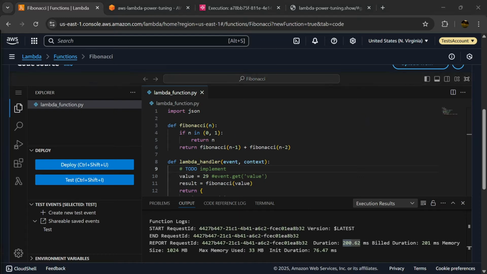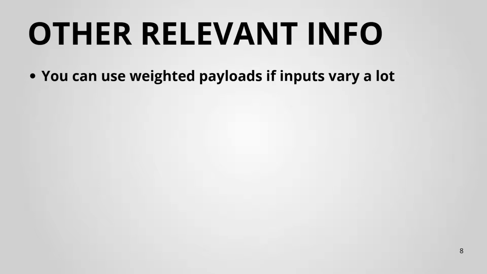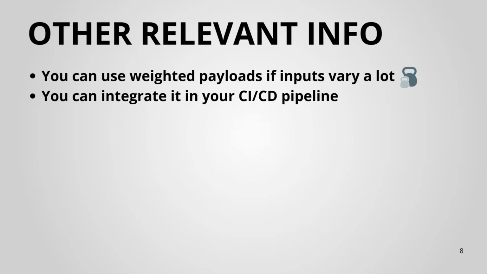Before we finish, I have one last slide to show you. Here are a few important things to keep in mind. If your payload varies, you can set up weighted payloads to make sure you're testing with different kinds of input. This helps simulate real-world traffic and improves the accuracy of your tuning. If you're constantly updating your Lambda functions, it can be useful to integrate the tool with your CI/CD pipeline. Then you don't need to run the tuner every time you deploy a new change.